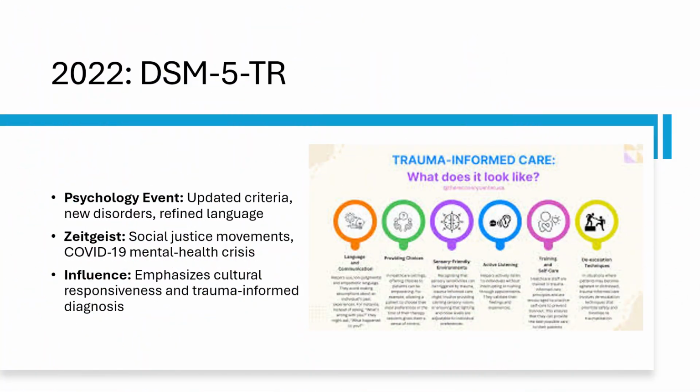DSM-5-TR updated diagnostic criteria, added new disorders, and revised language to be more culturally responsive. It reflects the influence of social justice movements, trauma-informed care, and the mental health impact of the COVID-19 era.